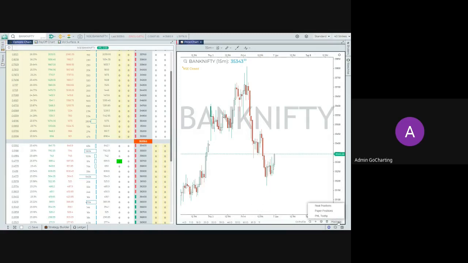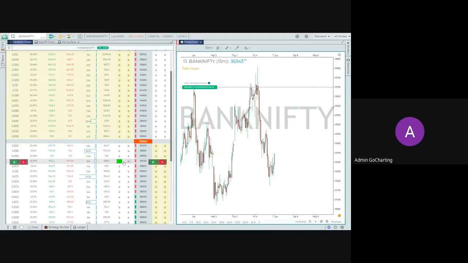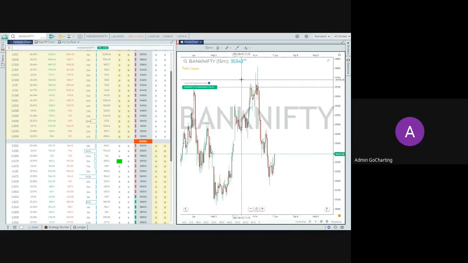Okay, and I'm going to go here and add all my paper positions that I have taken. As you can see, this is the particular position at the 35,700 strike that I had taken, and it shows up directly on my price chart of the underlying, which is Bank Nifty. So my option positions are now showing up in my Bank Nifty spot or futures chart, and it will show me the PNL, calculated in real time.